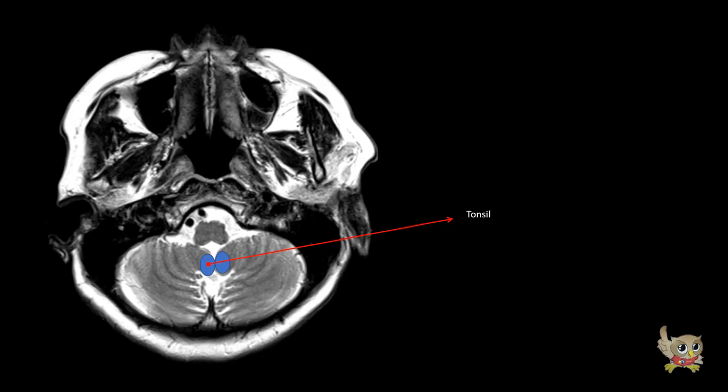Tonsillar herniation is often called coning. If it herniates through the foramen magnum, it causes compression of the medulla, leading to respiratory arrest and may be typically rapidly fatal. Compression of the fourth ventricle may also result in obstructive hydrocephalus.